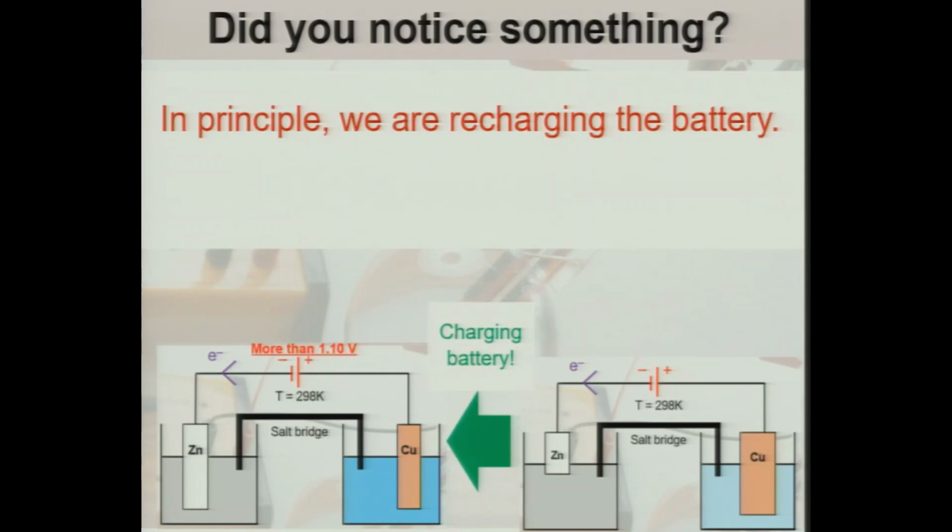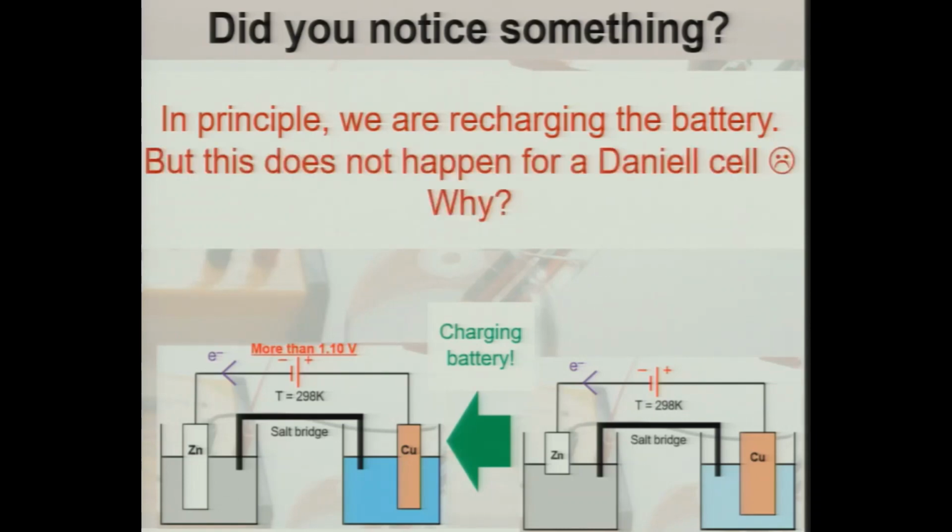But unfortunately, I hope you learned this from Electrochem I, not all batteries can be recharged. Okay? Daniel cell, the one that I'm showing you, is actually one of the batteries that cannot be recharged. And you can understand why after I go through the 4 factors with you today. Okay, I'll leave this as an open-ended question. You go back, think about it.